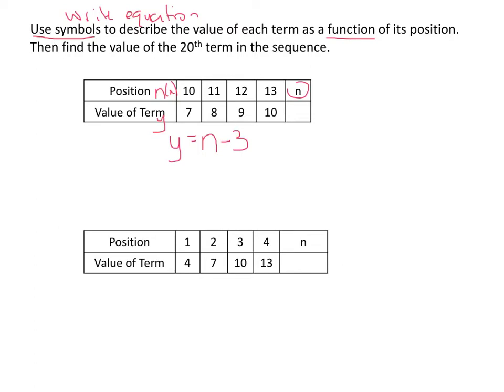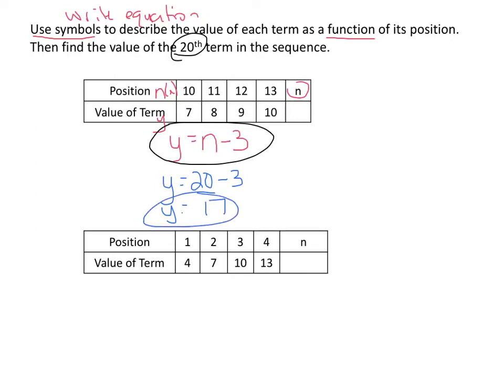So let's look at our next number in the sequence, which would be 11, and the term, which would be 8, and see if I can do that same thing to 11. So 11 minus 3 is 8, 12 minus 3 is 9, 13 minus 3 is 10. So this would be an equation that would describe our sequence. Now because we want to find the 20th term, we're going to go ahead and put 20 in for n, so y equals 20 minus 3. So the 20th term in the sequence would be 17.